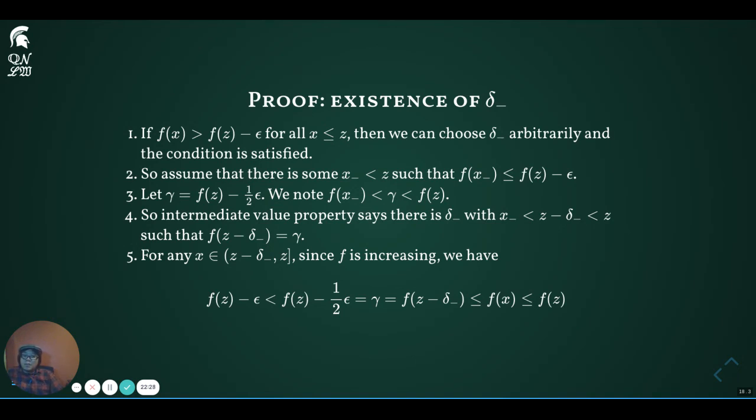And doing the same thing for the other side, we can construct a delta plus using the strategy from the previous slide. This proves the theorem.